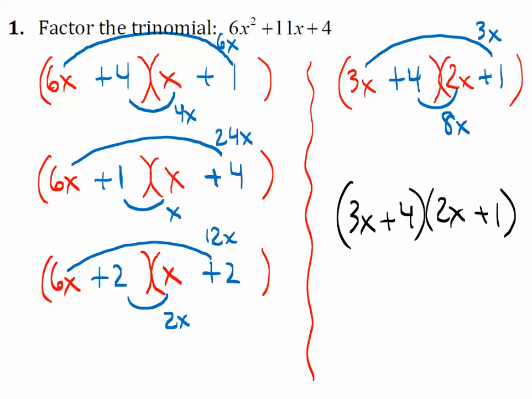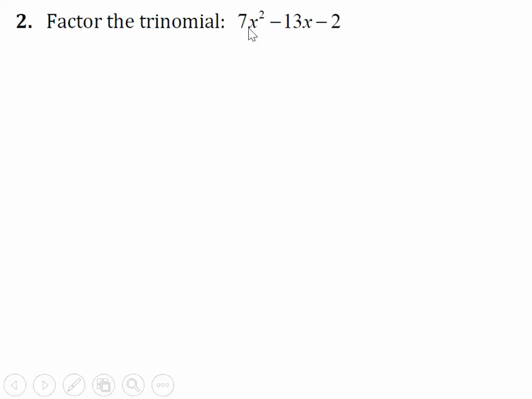Next one is all yours. Go for it. This one's easy because 7 is a prime number. So the only way you can get a 7 is 7 and 1. 2 is a prime number at the end. So the only way you can get a 2 is 2 and a 1. Now I did stick in some negatives in here. But I want you guys just to try it.